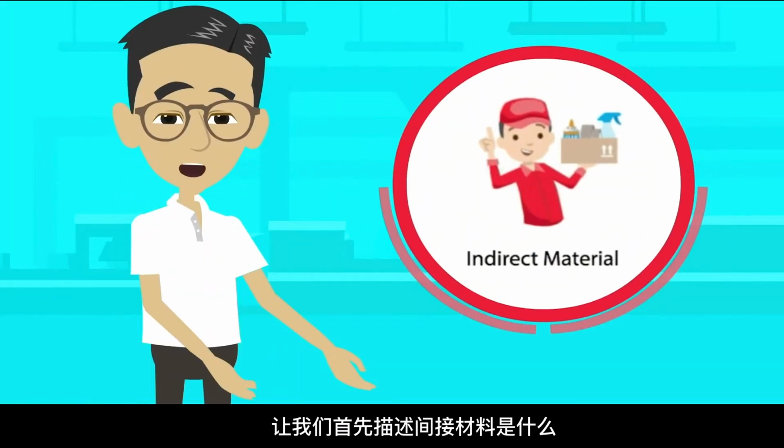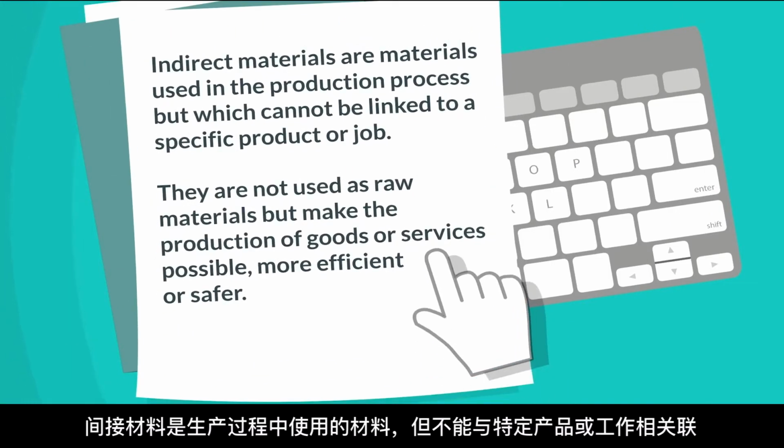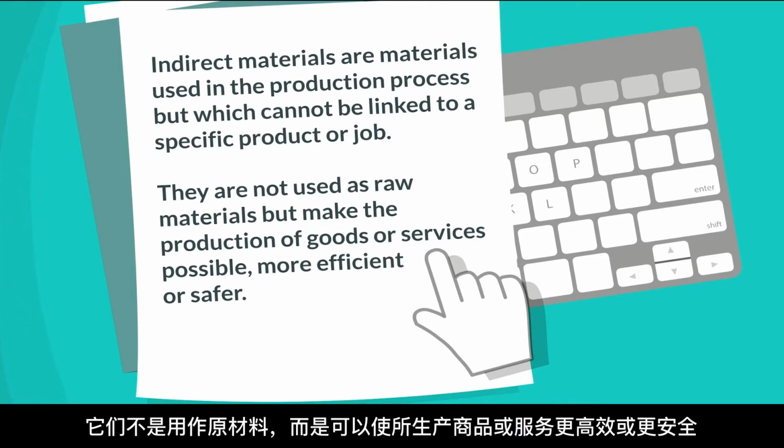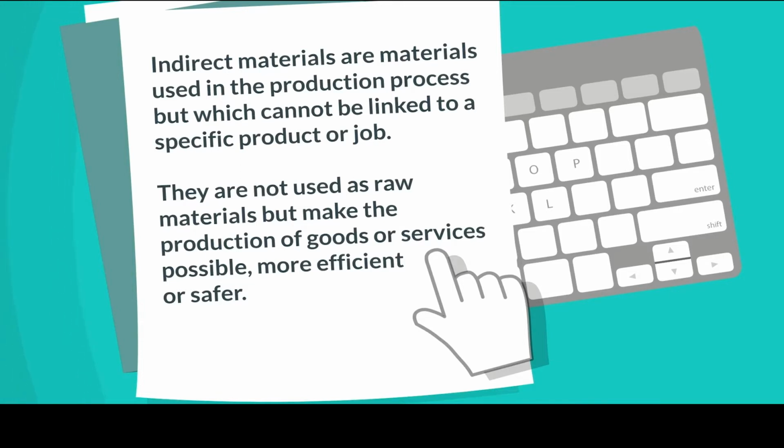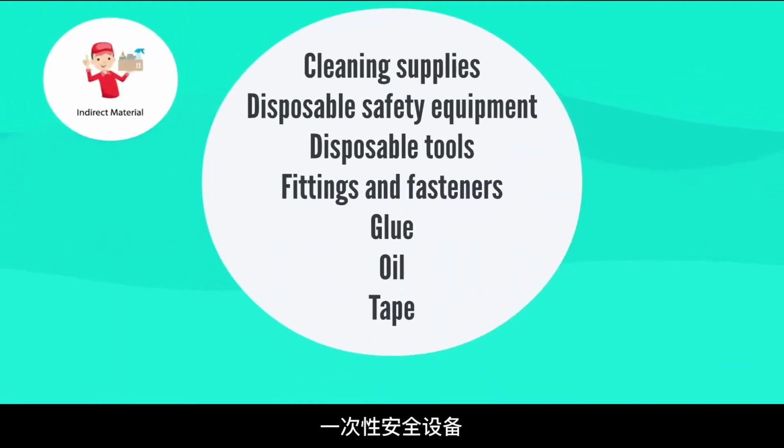Let's begin by describing what indirect materials are. Indirect materials are materials used in the production process but which cannot be linked to a specific product or job. They are not used as raw materials but make the production of goods or services possible, more efficient, or safer. Examples of indirect materials are cleaning supplies, disposable safety equipment, disposable tools, fittings and fasteners, glue, oil, and tape.